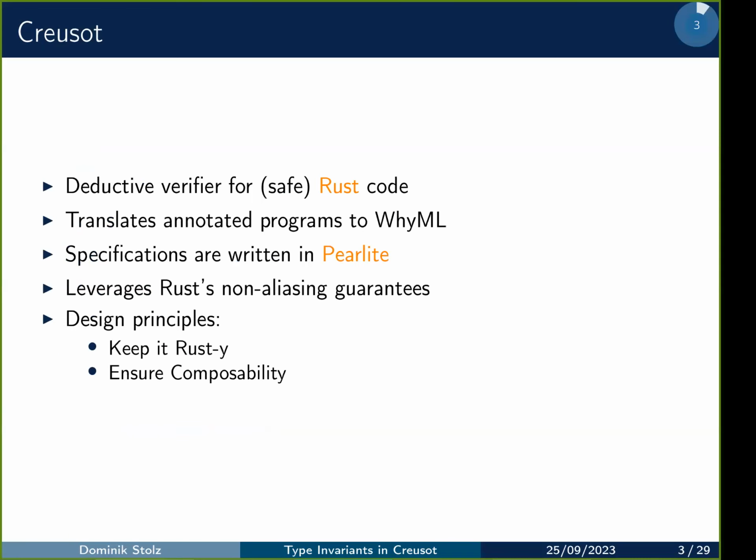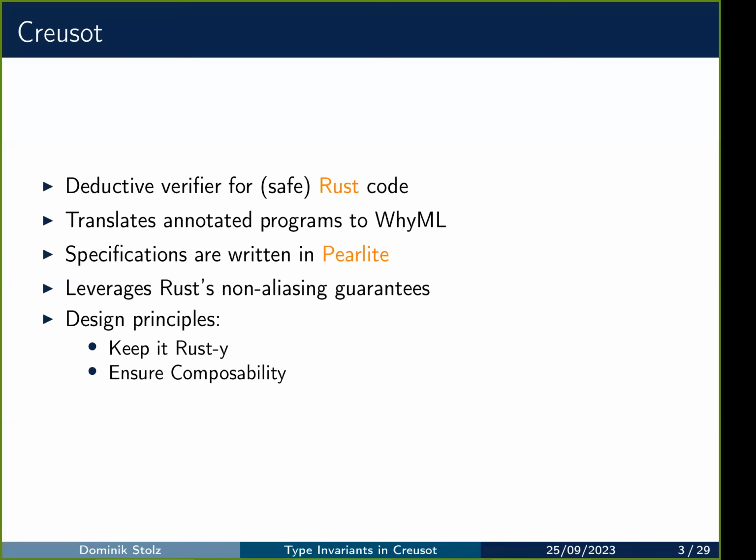So starting with Creusot. Creusot is a deductive verifier for safe Rust code. This means that it takes a Rust program along with a specification and then checks whether the Rust program actually adheres to that specification. To do that, it translates Rust programs to WhyML, which is the functional logic language at the core of the Why3 verification platform.